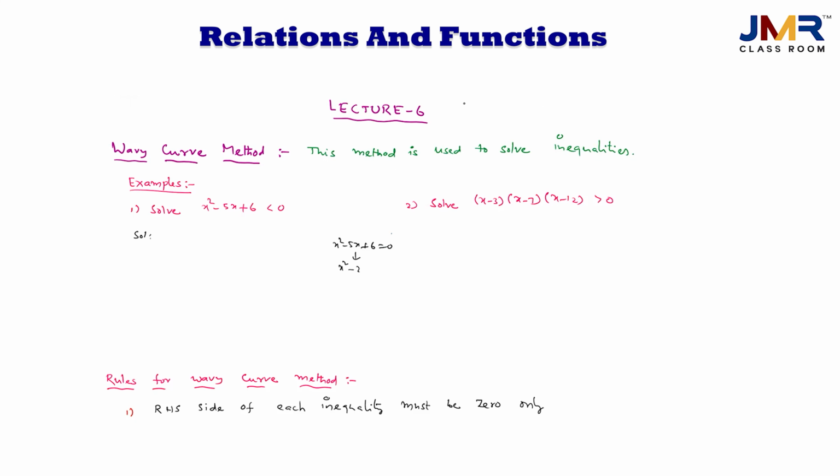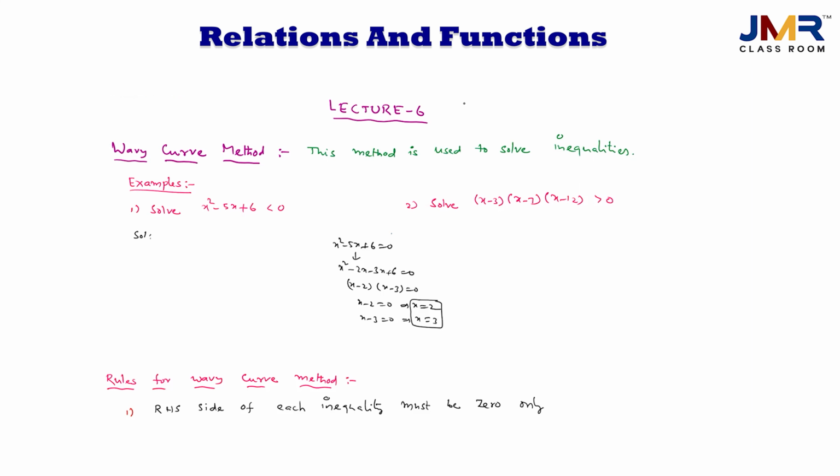x square minus 2x minus 3x plus 6 equals 0. We can write (x minus 2) into (x minus 3) equals 0. Then x minus 2 equals 0 implies x equals 2, and x minus 3 equals 0, x equals 3. The solutions for this equation are x equals 2 and x equals 3 only, meaning on the number line only two values of x satisfy this equation. But here we need to solve an inequation. Inequation means the solution set may be infinite.